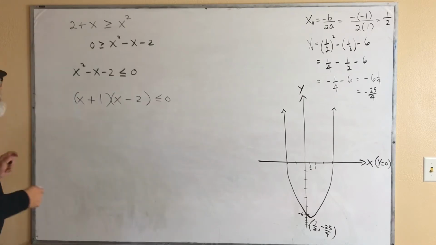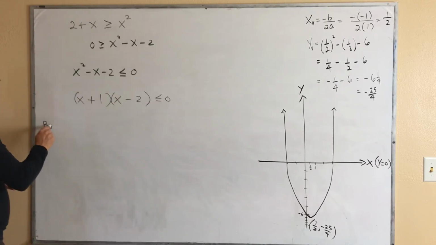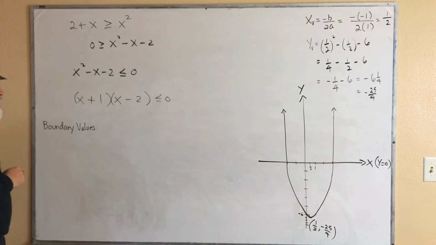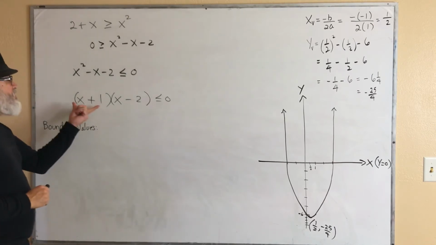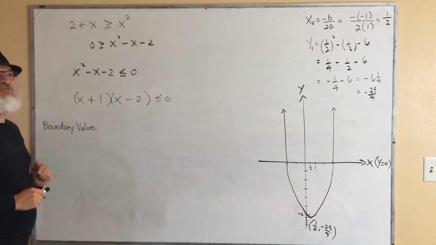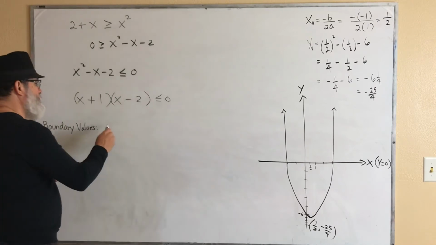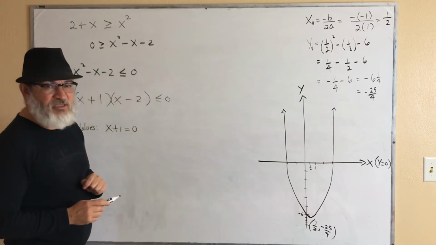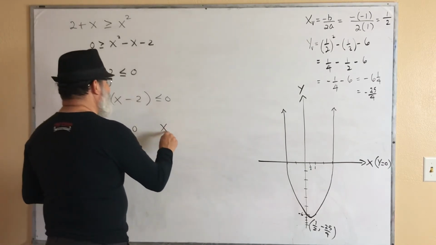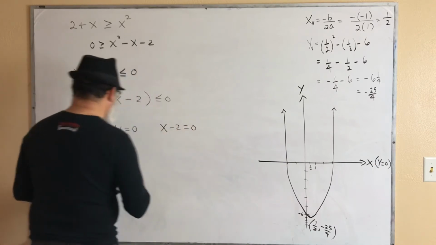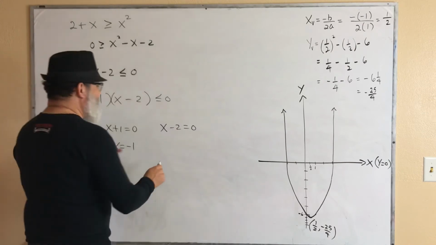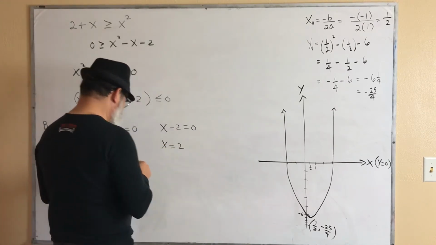Now, let's find the boundary values. How do you find the boundary values? Set the first factor equal to 0. X plus 1 equals 0. Or set the second factor equal to 0. X minus 2 equals 0. X equals negative 1. X equals 2.